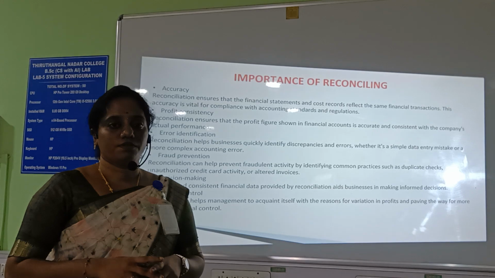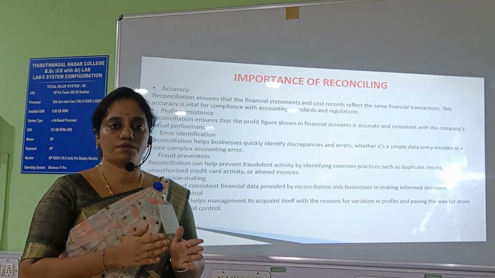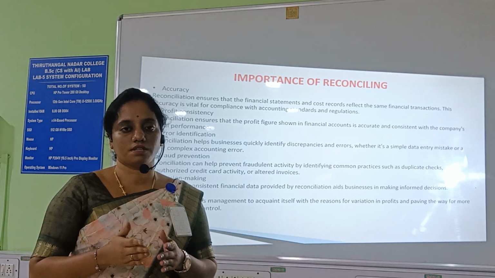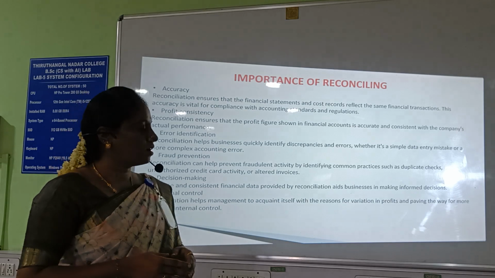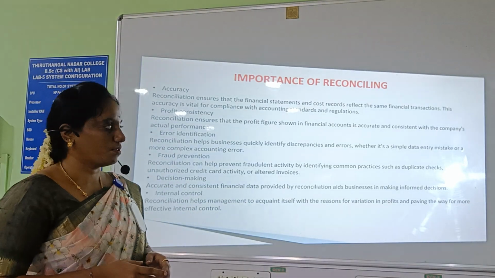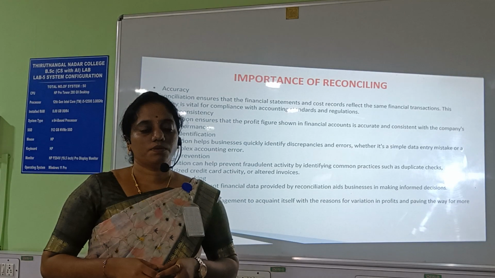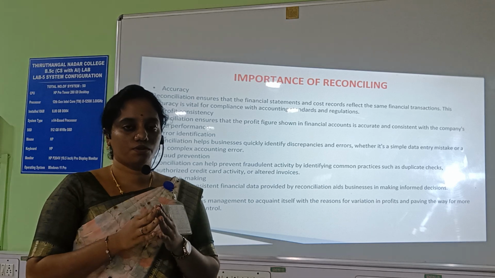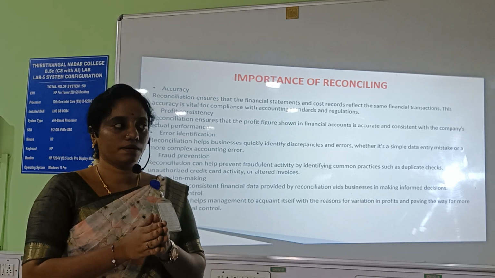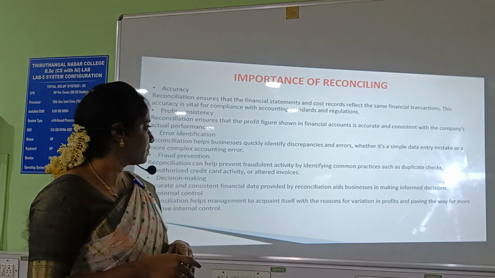So what is the importance of reconciling? The first one is accuracy. It ensures the accuracy between both cost accounts and financial accounts. This accuracy is vital for compliance with accounting procedures and processes. Next one is profit consistency. The profits shown in financial accounts and cost accounts are the same. We have to be confident. Why? Because the profit in cost accounts and financial accounts are both the same.